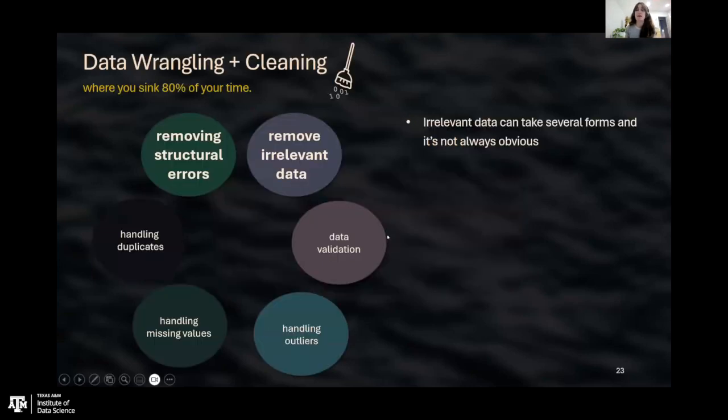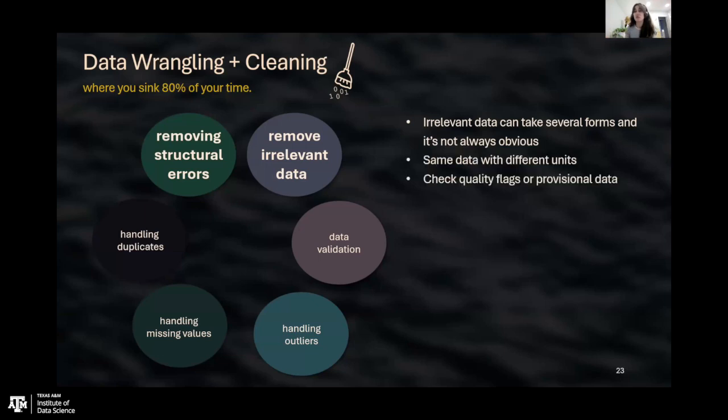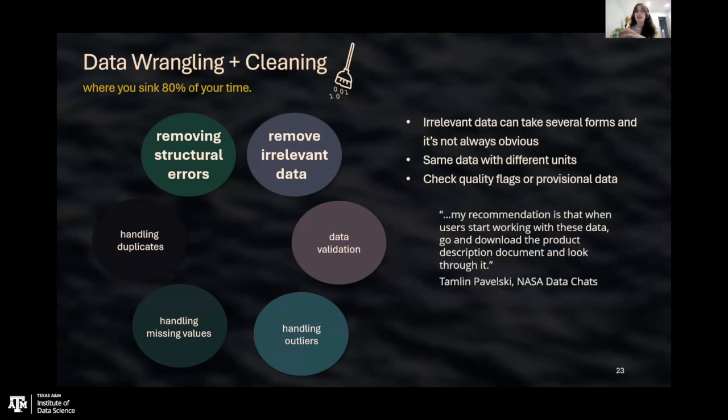When we talk about data cleaning, that means removing irrelevant data, removing structural errors, making sure that things have the same units, and checking quality flags or provisional data. Tamlin from UNC, who is one of the lead researchers on the SWAT satellite, had this great data chat, and he said, my recommendation when users start working with these data, or any data, is to go and download the product description documents and look through them.